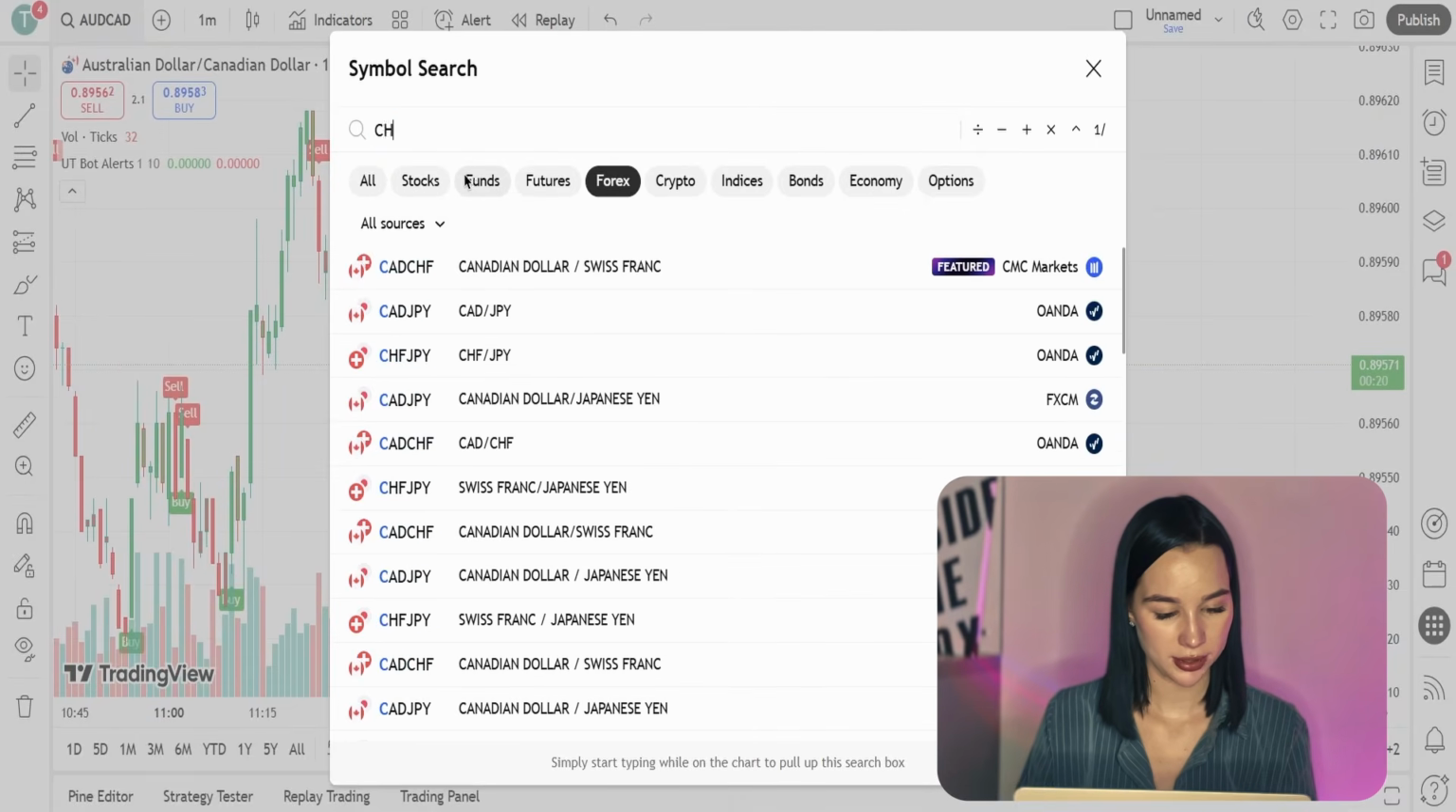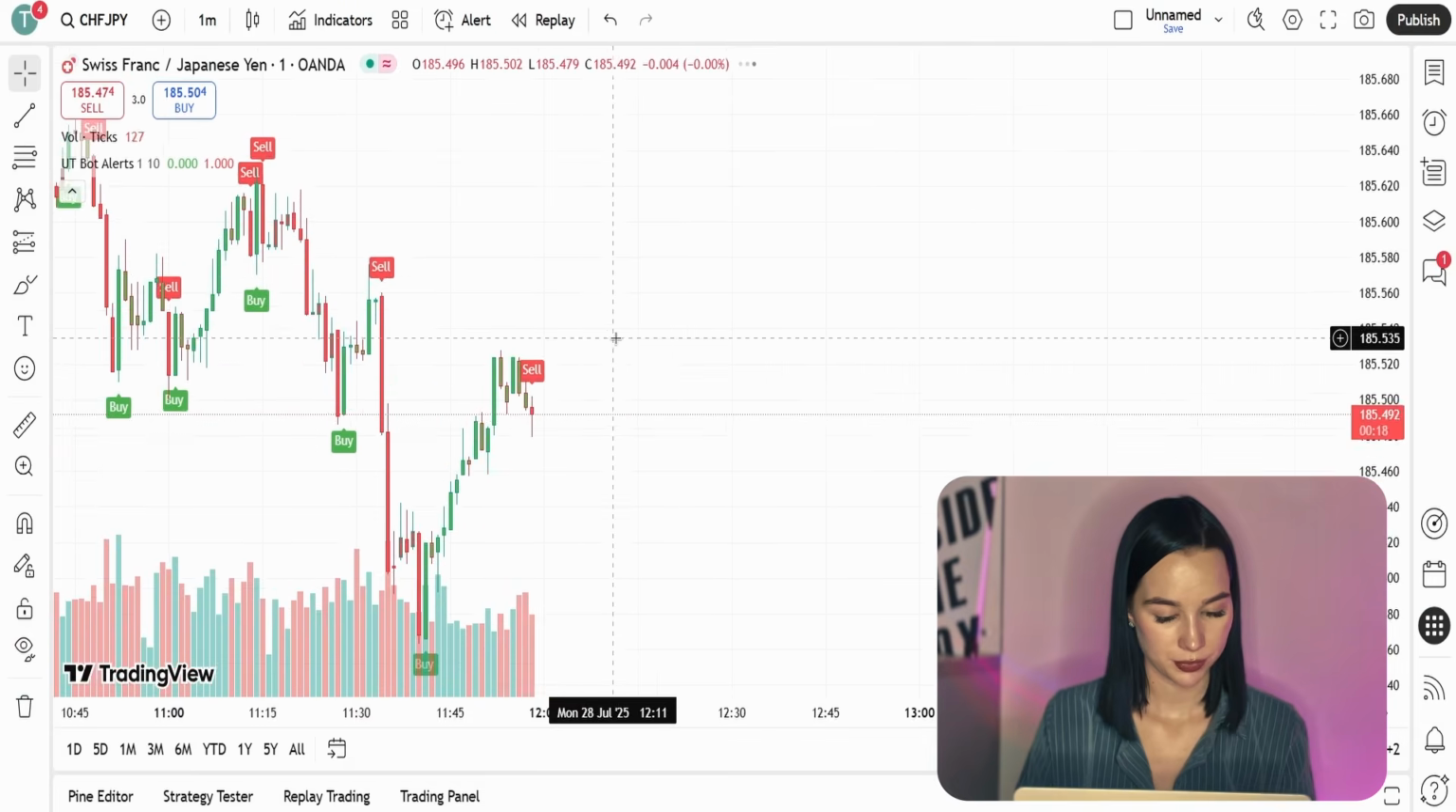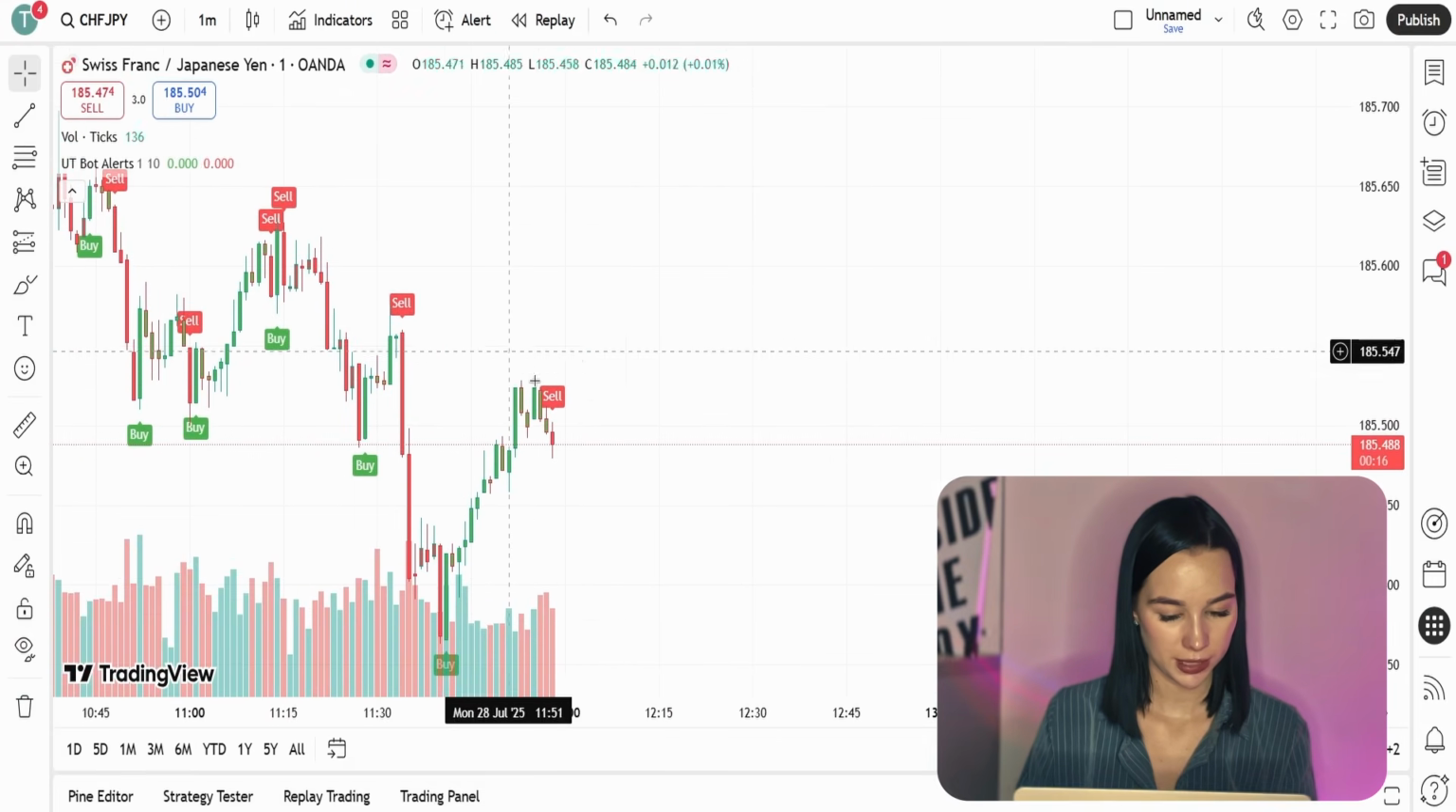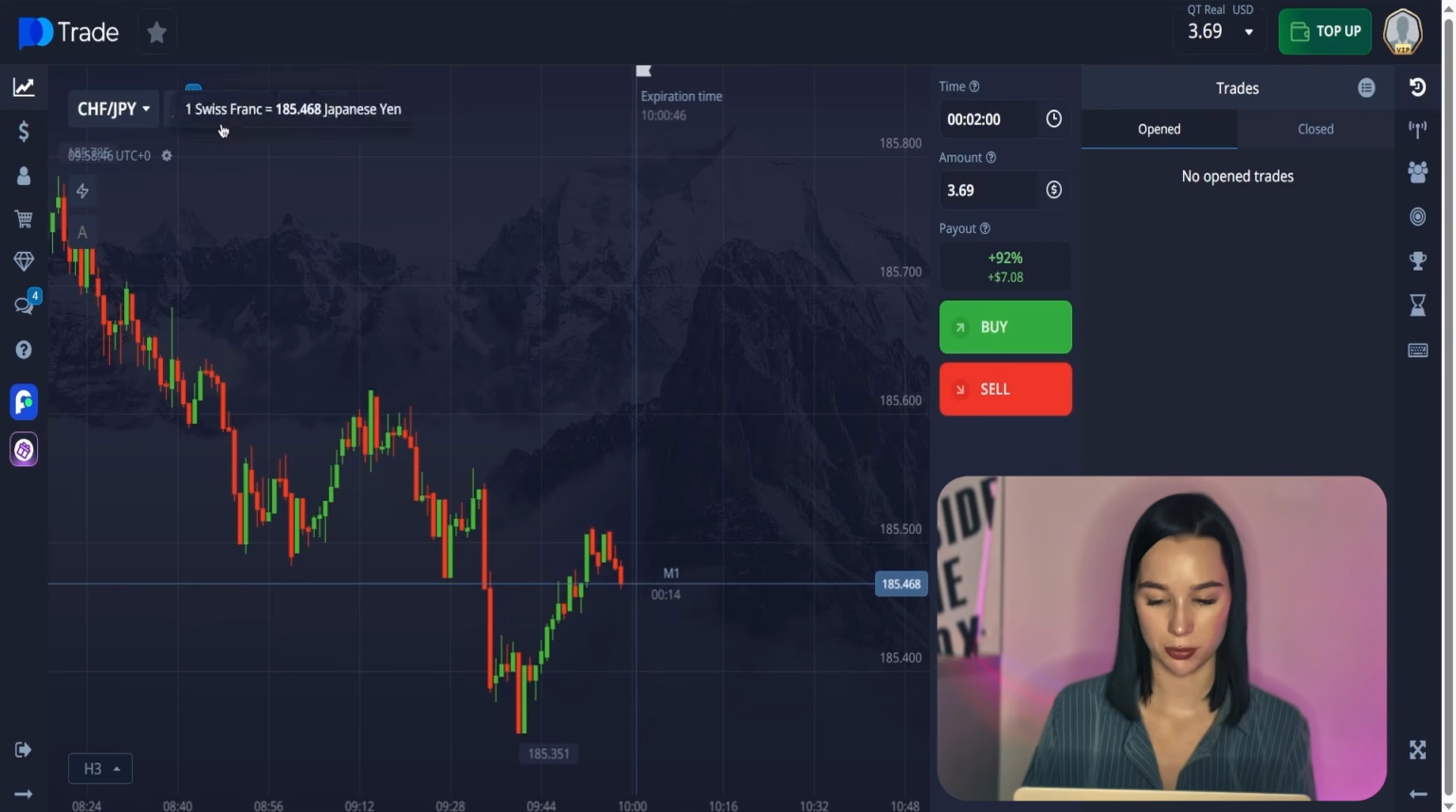It's Swiss franc and Japanese yen. Here it is giving us a sell signal. Okay, let's change it to 1 minute. Open here, sell signal. Perfect.